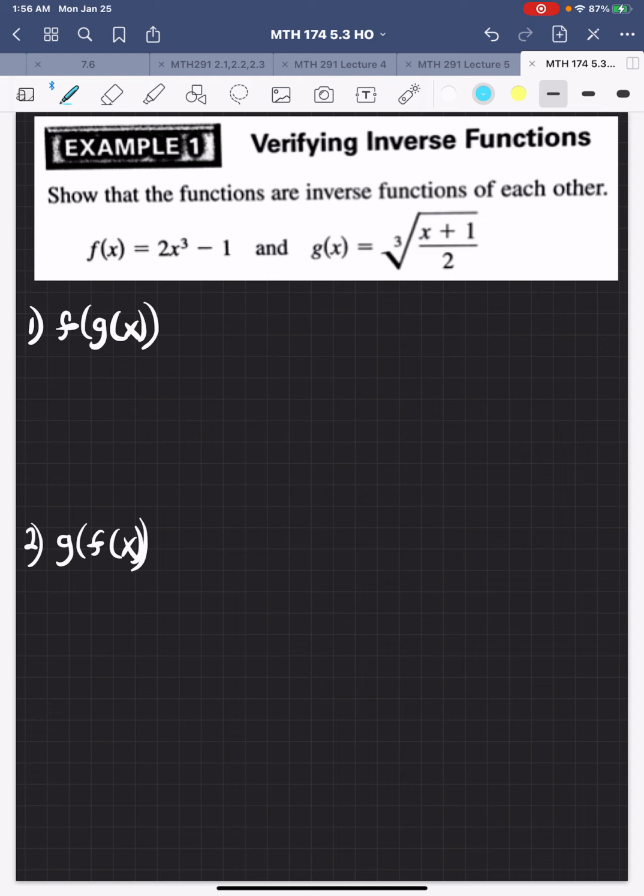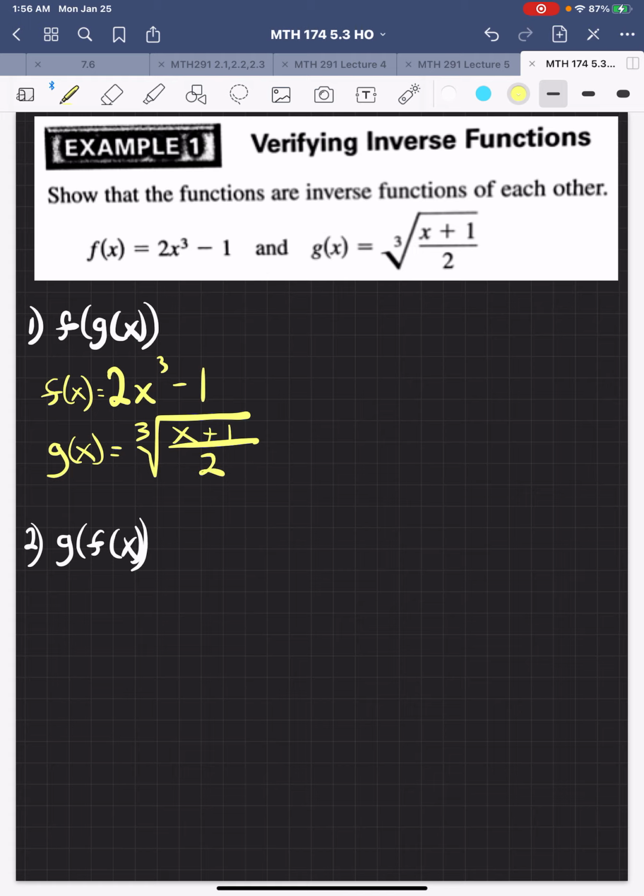So let's start with f. So here is 2x cubed minus 1. This is f. And I'm going to go ahead and write g just so it's all right beside each other. g of x is simply the cube root of x plus 1 over 2. All right, so the first composite was f of g of x. So we're going to take this g and we're going to sub it in for x in f. Let's do that right now. So what does that look like?